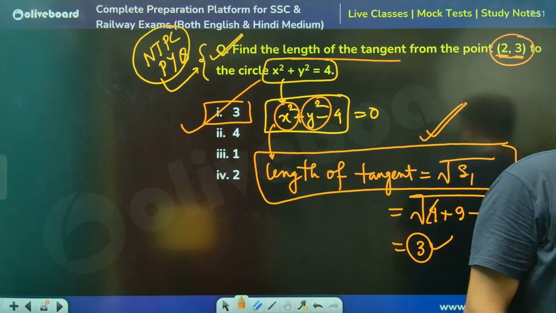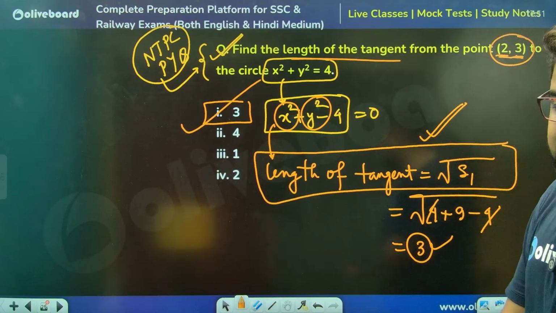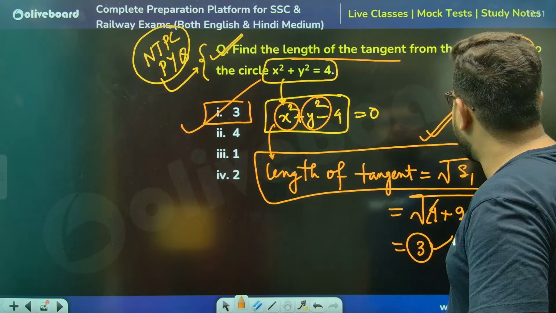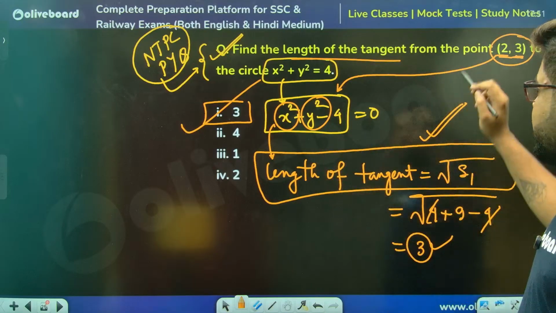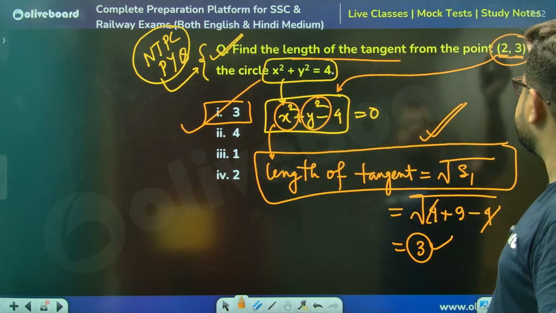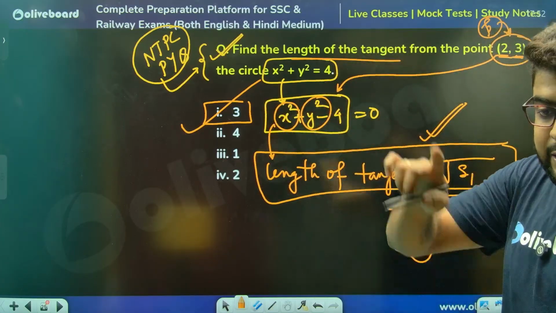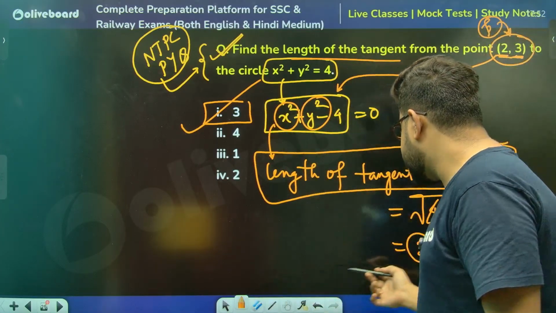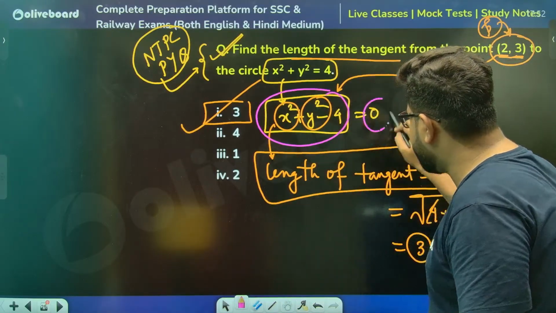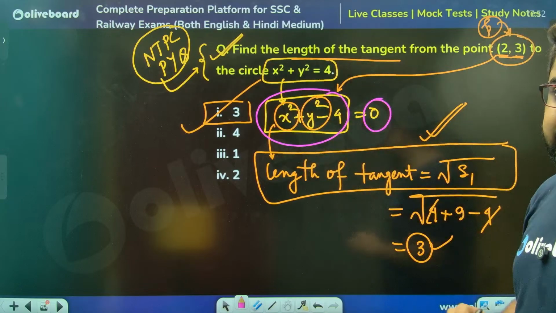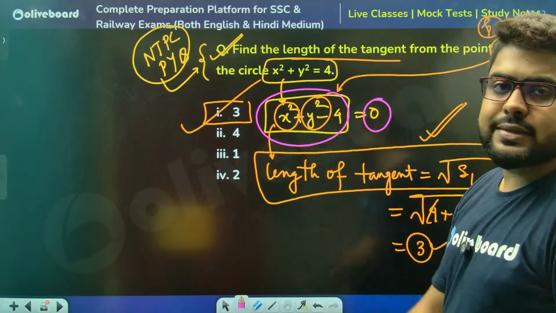If you know this particular concept, that the length of tangent can be written as root over of S1. S1 is what? If you put the point from where you are drawing the tangent into the equation. Now the equation also has a condition. What is that condition? The equation must have 0 on the right hand side, everything should be towards the left. So if you put that, whatever value you get, that is the answer.